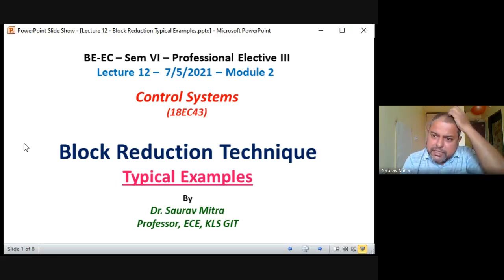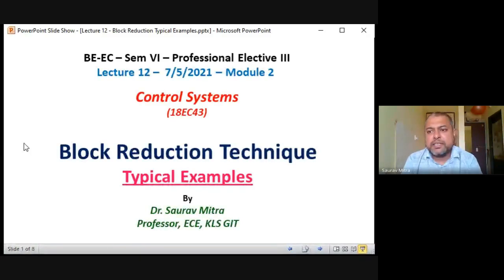A lot of numericals I have solved. The highest difficulty level numerical I'm going to show today, and whatever numericals I have solved will be uploaded by today or tomorrow, and that will be a PDF, handwritten material. So please prepare that, and definitely one separate session will be there on block reduction technique numericals, signal flow graph numericals, and stability analysis numericals. All the sessions will be conducted next week on Saturday from 3 to 5.